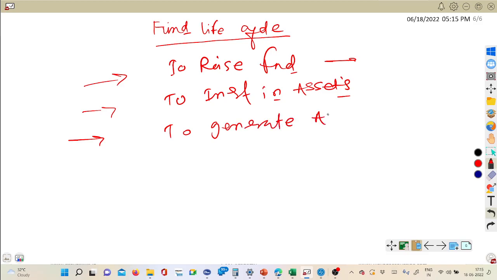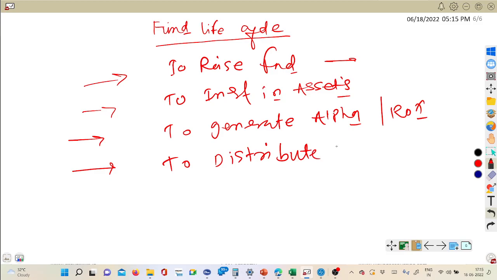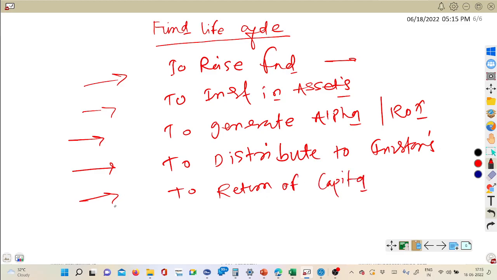To generate alpha, or I would say a return on investment. If you generate, then distribute. And final would be your return of capital. Return of capital. And lastly, to discharge in the partnership.